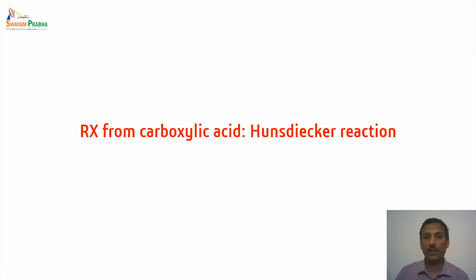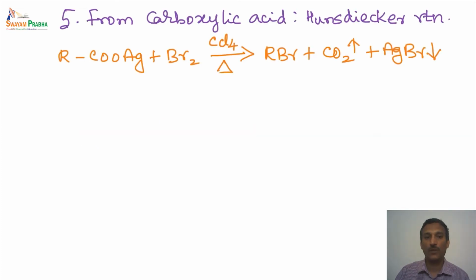The next synthetic method is the preparation of alkyl halides from carboxylic acids, and this has a name reaction, the Hunsdiecker reaction. So let us look at what this Hunsdiecker reaction is, which can be employed for the preparation of alkyl halides from carboxylic acids. The reaction is given here.